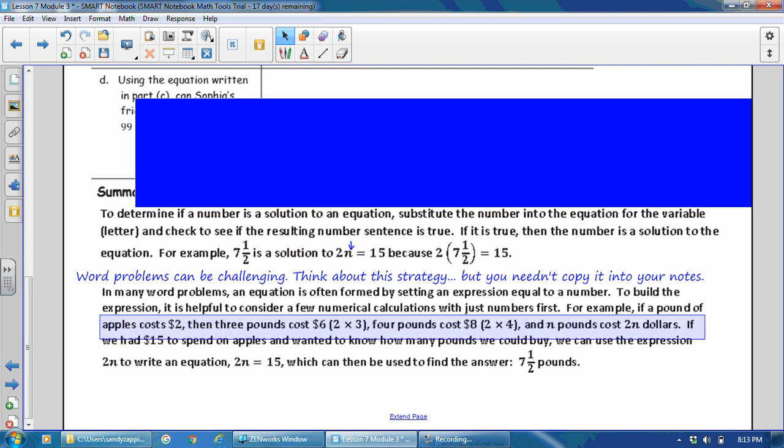So if we had $15 to spend on apples and wanted to know how many pounds we could buy, we used the expression 2n. That is the cost of the apples, and n is how many pounds. So then we write an equation because we have $2 times the number of pounds, and we have $15 to spend. Then we can use that to find the answer, which is 7½ pounds. So yes, word problems can be challenging, but a good strategy is this process.